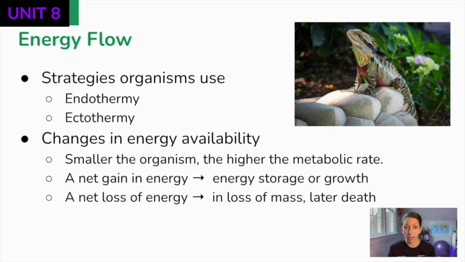Like lizards here sitting on a rock, which can help them regulate their internal body temperatures. Now, when we talk about energy availability, typically smaller organisms have higher metabolic rates, they have higher energy needs, so something like a fly or a small rodent is going to have a higher metabolic rate than a larger organism like a cow, for example. And in general, obviously, organisms consume other organisms to gain energy, and a net gain of energy is going to result in growth for the organism and storage of energy and overall survival. A net loss of energy, we get a loss of mass of the organism, and then later death for the organism.